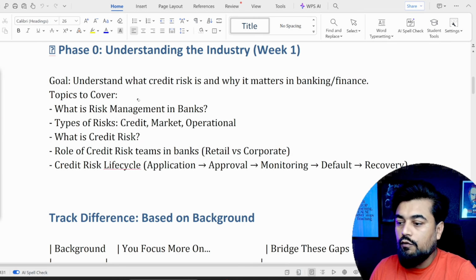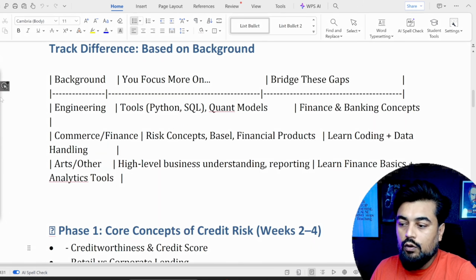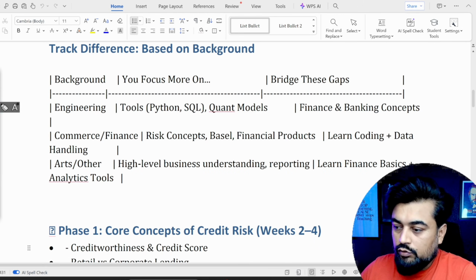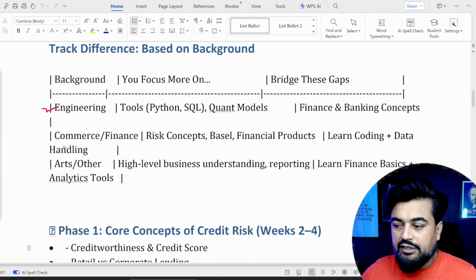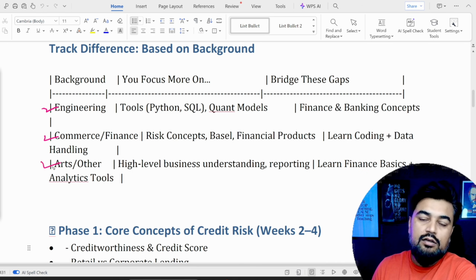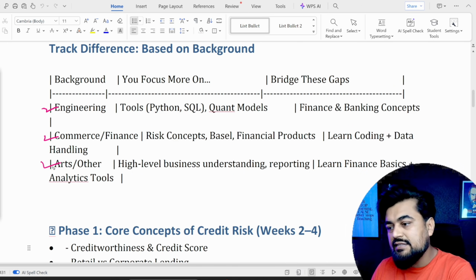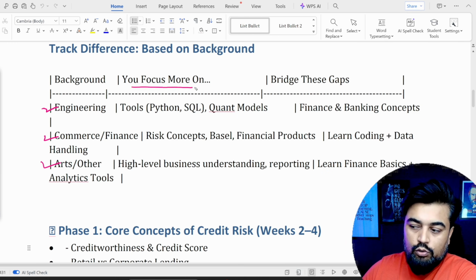Now let's move forward and let's talk about, if you come from a different background, how you need to focus on the core of it. So there are three backgrounds. Let's say I divided it into basically three. So one is engineering, commerce and finance, because these people usually do credit risk jobs, and then the third is the other sector. Obviously if you're coming from a BSc or BCA, all of that is not part of the top two, right? So now your focus more should be on which thing.